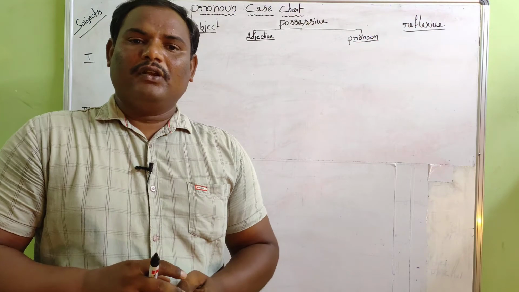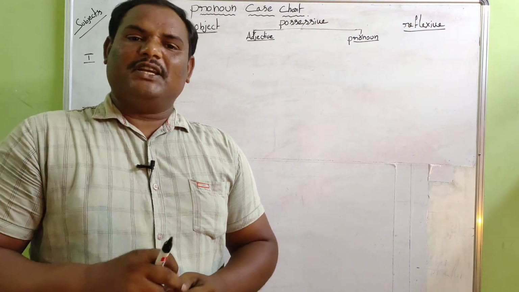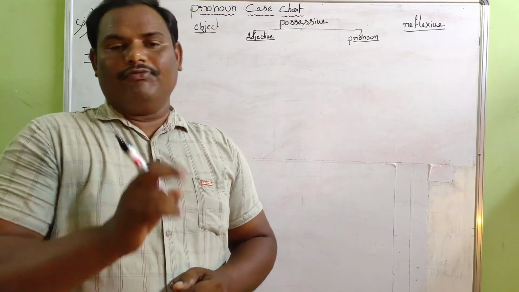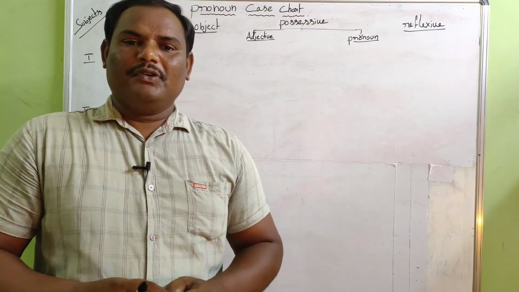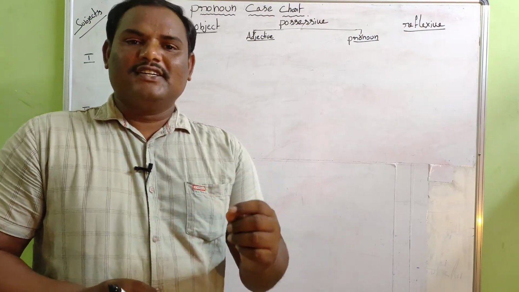Under first person, we get I, we. Under second person, we get you. Under third person, we get the pronouns like he, she, it, and they.